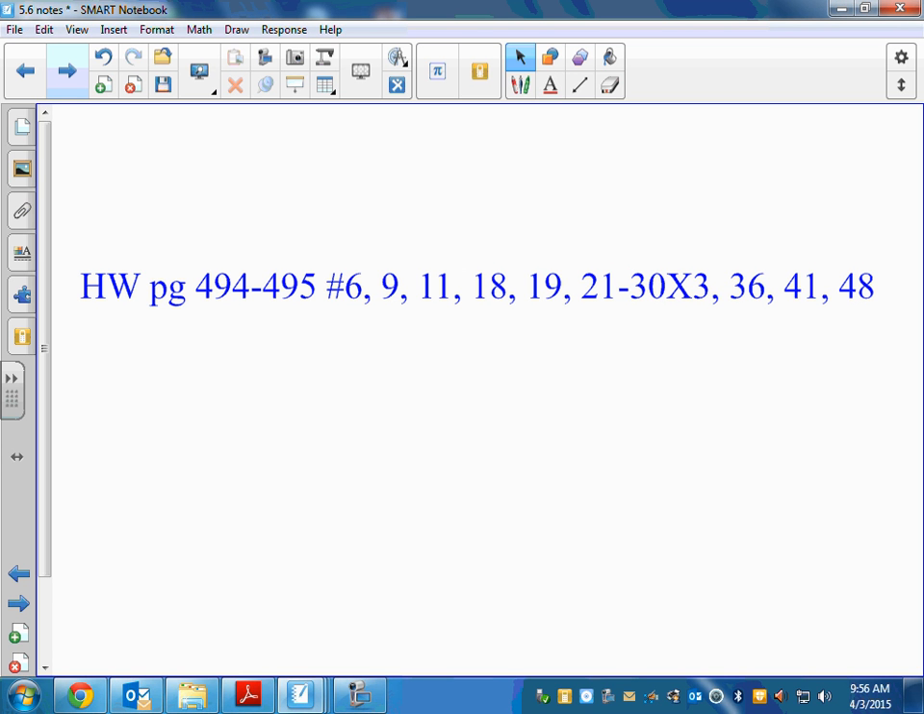Man, that looks like a long problem. It's 12, already counted. 11.5. Okay, so maybe we should emphasize something really quickly here. How much time do we have here?